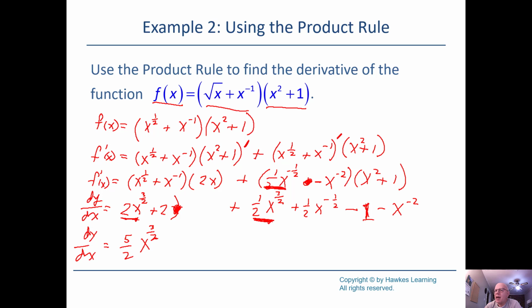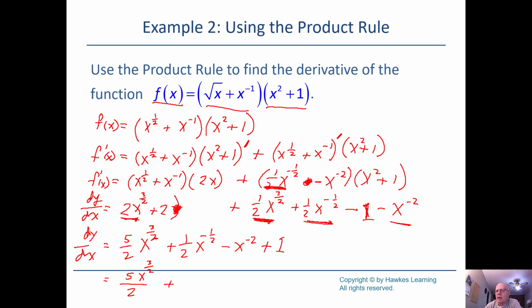I've got an x to the minus 1/2, so plus 1/2 x to the minus 1/2. So also taking care of that one. I've also got this one, minus x to the negative 2. Takes care of that one. And I've got a 2 and negative 1 for plus 1. And that probably is given as our derivative. We could rearrange some things. We could make this, for example, 5x to the 3 halves over 2, if you wanted to.